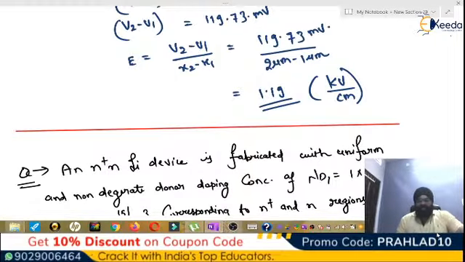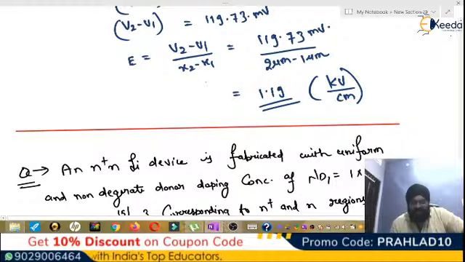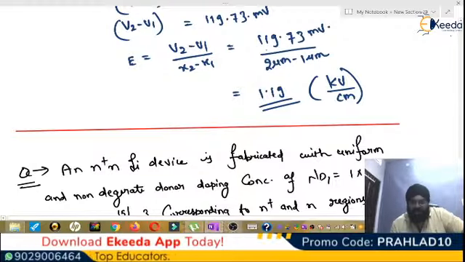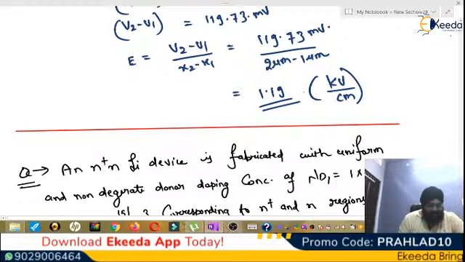So electric field is equal to V2 minus V1 over x2 minus x1. So it is 119.73 millivolt over x2 minus x1, which is 2 micrometer minus 1 micrometer. So this is 1.19 kilovolt per centimeter.